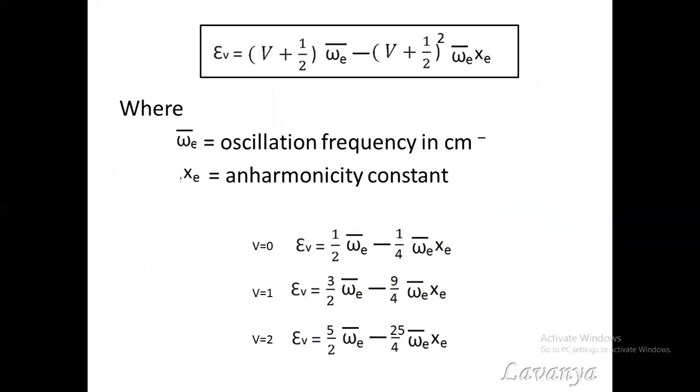If it is a harmonic oscillator, we get the energy equal to 1/2 omega_e. But as it is anharmonic, we get 1/2 omega_e minus 1/4 omega_e x_e. For V equal to 1, we get 3/2 omega_e minus 9/4 omega_e x_e. V equal to 2 means we get 5/2 omega_e minus 25/4 omega_e x_e.